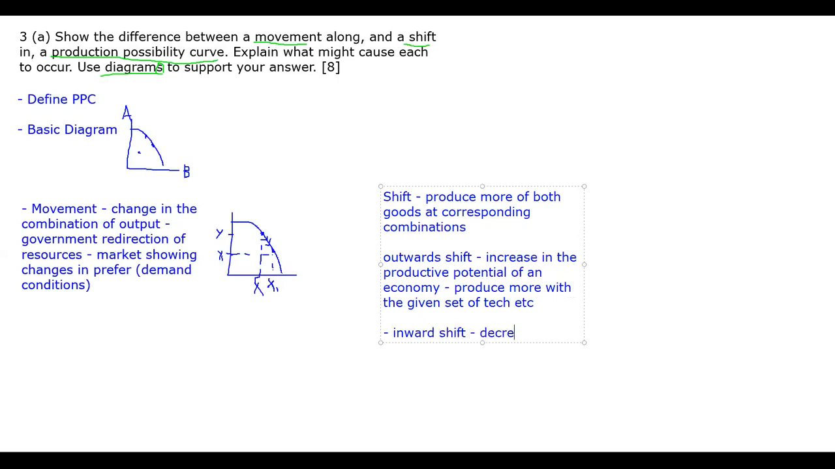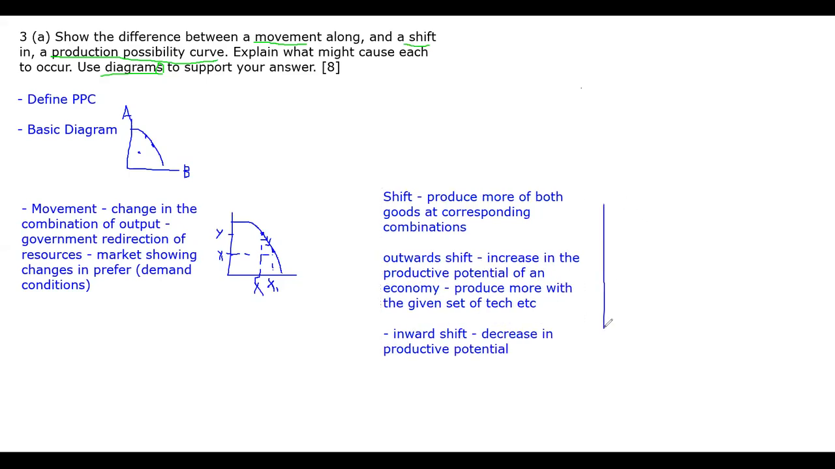That shows the decrease in the productive potential. Right, and just go ahead with the diagram. A very common diagram is to have, let's just type this, in fact, consumer goods on one axis and capital goods on the other.